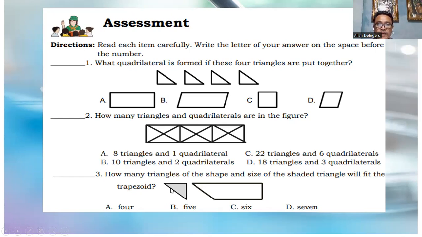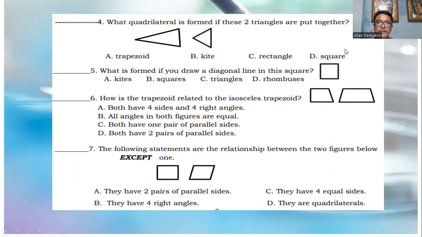3. How many triangles of the shape and size of the shaded triangle will fit the trapezoid? A, 4, B, 5, C, 6, D, 7. Number 4. What quadrilateral is formed if these 2 triangles are put together? A, trapezoid, B, kite, C, rectangle, D, square. 5. What is formed if you draw a diagonal line in this figure? A, kites, B, squares, C, triangles, D, rhombuses.